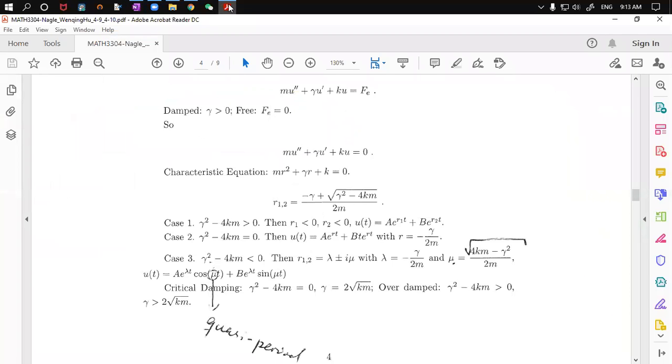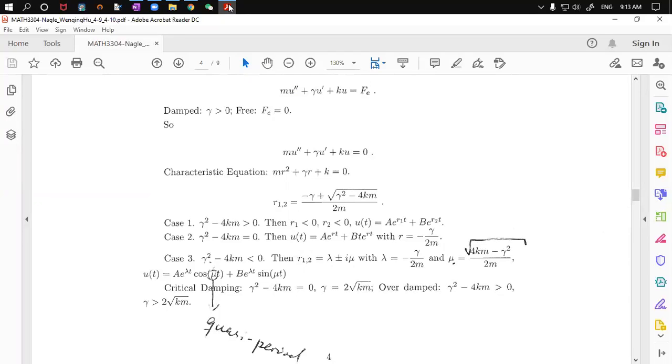So as we have seen earlier, once you have the characteristic equation, we have to discuss the different cases about the nature of the characteristic roots. So for example, if both characteristic roots are positive, then what is going to happen?